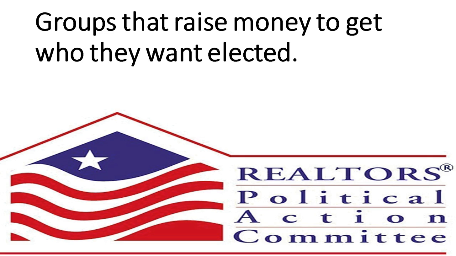Okay, so remember, the first 10 amendments of the Constitution are the Bill of Rights. The purpose of the Bill of Rights is to protect our individual freedoms. There are 3 different branches of government: the legislative, the judicial, and the executive. And the purpose of a political action committee is to raise money and group their money together so that they can get a candidate elected.